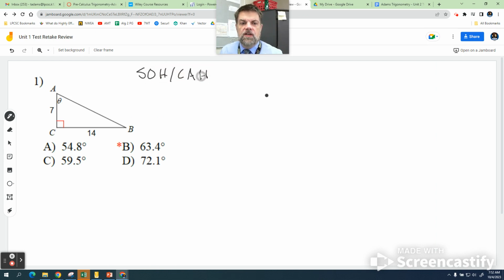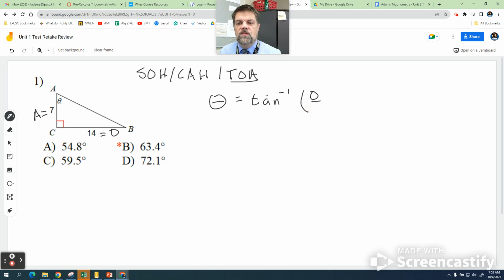So in other words, do I use sine? Do I use cosine? Do I use tangent? Well, it depends on what sides they give us. Here's theta here. What's this? This is the opposite. What's this? This is the adjacent. Right? Well, that's tangent, isn't it? So I would say to find theta, it is tan inverse or arctan of the opposite over the adjacent.